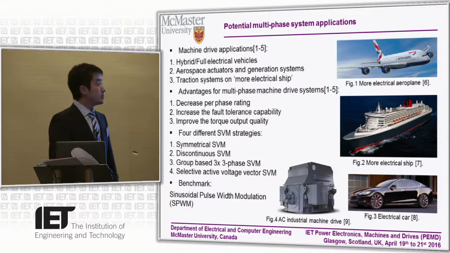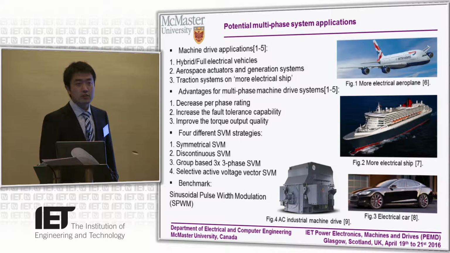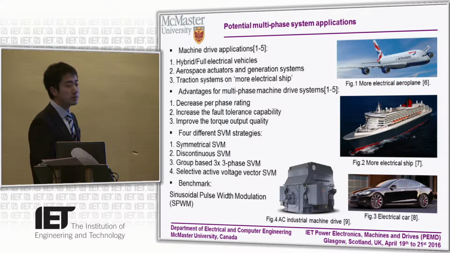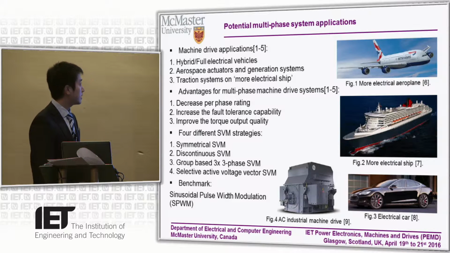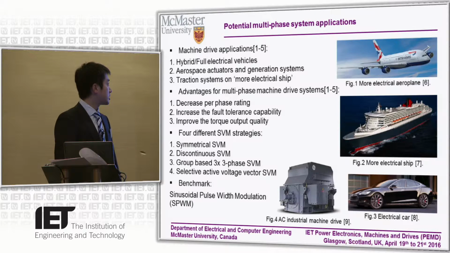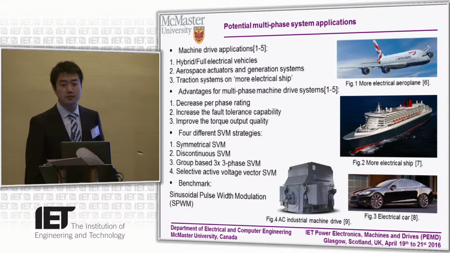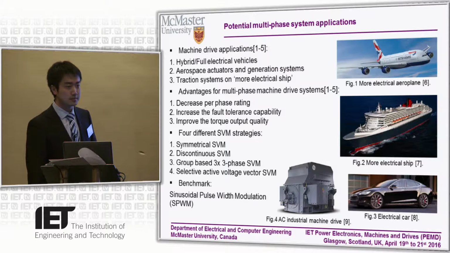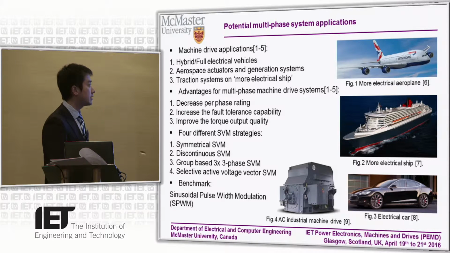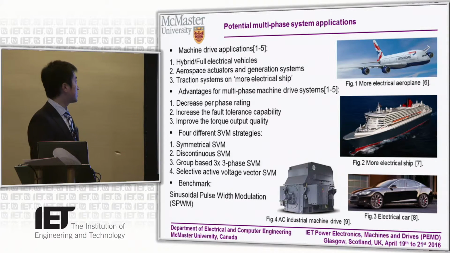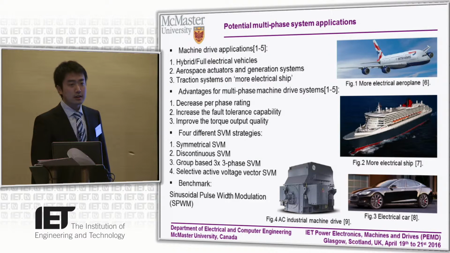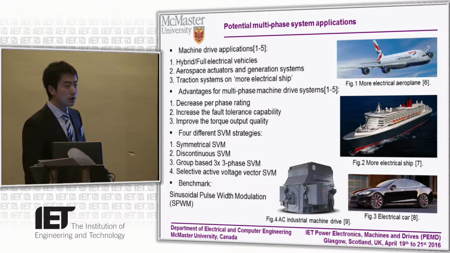So the machine drive applications cover a variety of fields, including, but not restricted to, hybrid electrical vehicles like the Toyota Prius, full electrical vehicles like Tesla, and aerospace actuators and generation systems like the multi-phase machine drive systems used in the Airbus A380 or Boeing 787. And traction systems on more electrical ships like the Queen Mary 2 cruise ship or the aircraft carrier Queen Elizabeth of the Royal Navy.